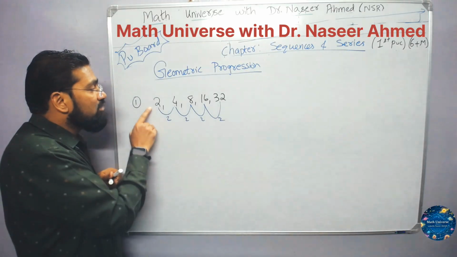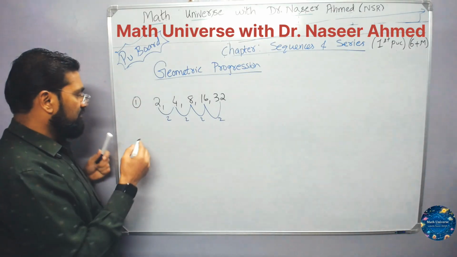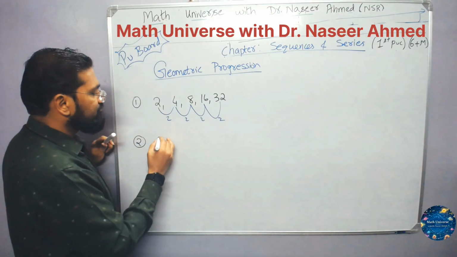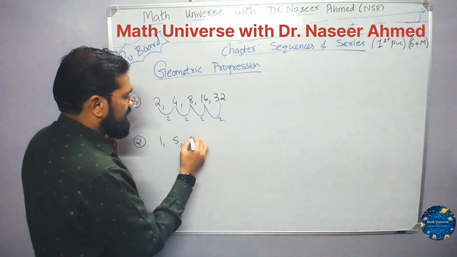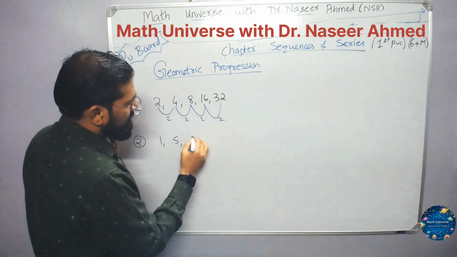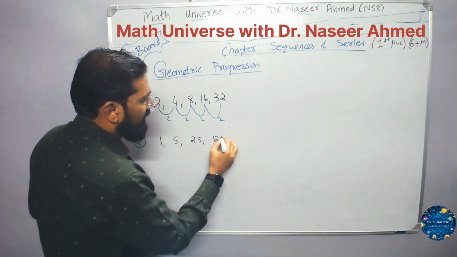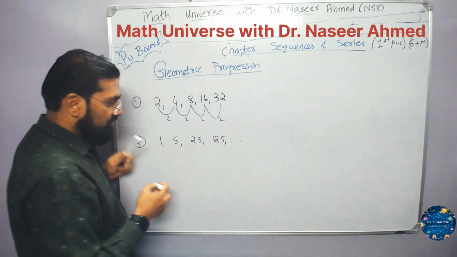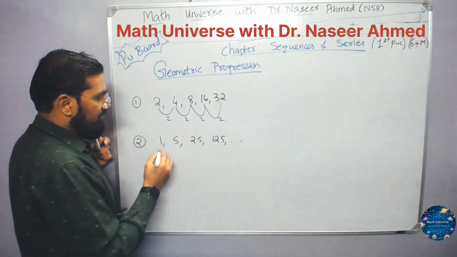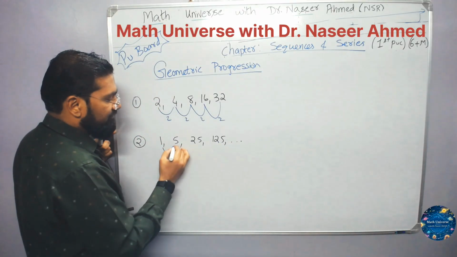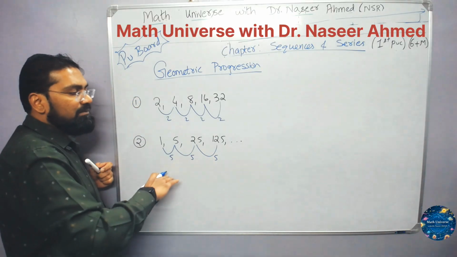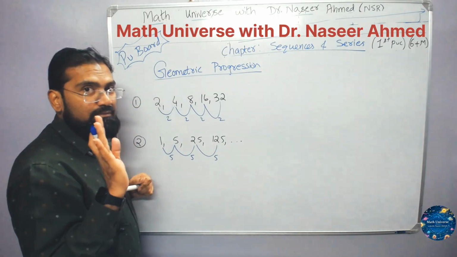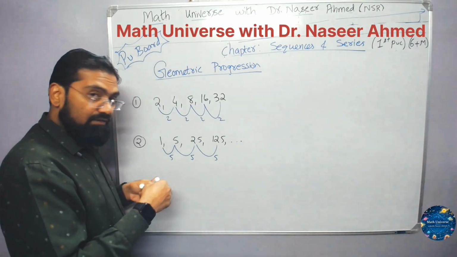And this 2 is not because of this 2. No. Let me give one more example: 1, 5, 25, 125, and so on. Just see here, to get the next: 1 into 5 is 5, 5 fives are 25, 25 fives are 125. So here I am multiplying by a fixed number, 5. Only, you cannot multiply by 0. Why? Let us understand.